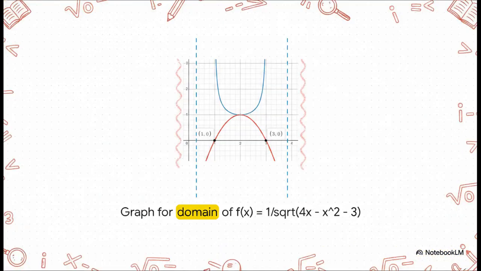Let's visualize what calculating a complex domain actually looks like graphically, using the function 1 over the square root of 4x minus x squared minus 3. We calculated the domain algebraically to be strictly between the x values of 1 and 3. And geometrically, this means the actual function curve only exists between the vertical lines of x equals 1 and x equals 3. Anything outside that window simply does not exist, because it would result in an imaginary number or a division by 0. The visual perfectly proves our algebra. It's like a giant puzzle coming together.